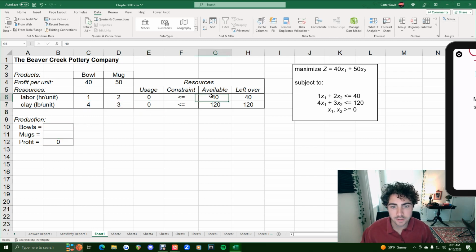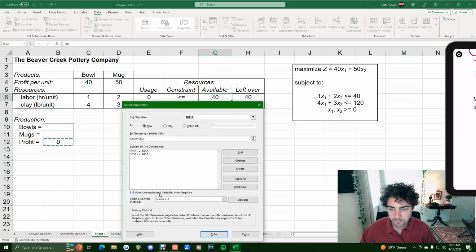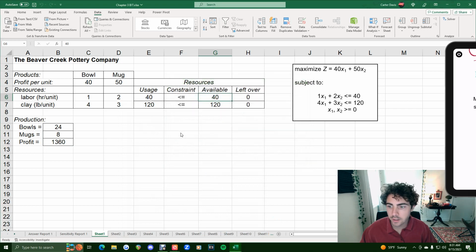Then these are just constants here. So back to the Solver. We click Simplex LP, hit Solve, hit OK, and it solves it for us. It gives us the number of bowls and mugs for which the profit should be at a maximum.